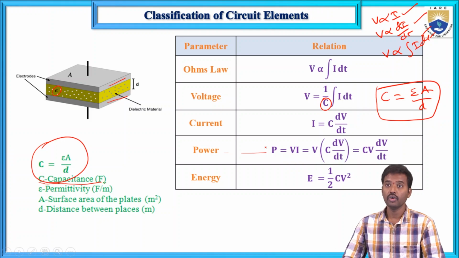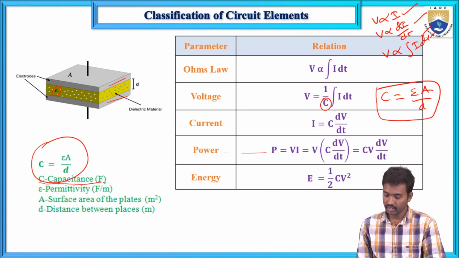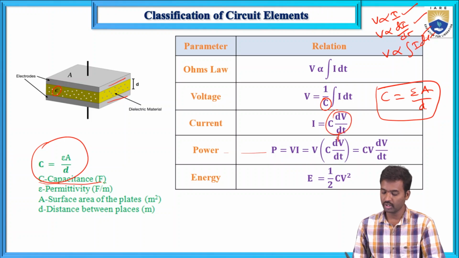What about the power? Power equals V into I. With I equals C dV by dt, you can substitute this, and power is V C dV by dt, so C V dV by dt. The energy stored in the capacitor equals 1 by 2 C V square. This is the formula.